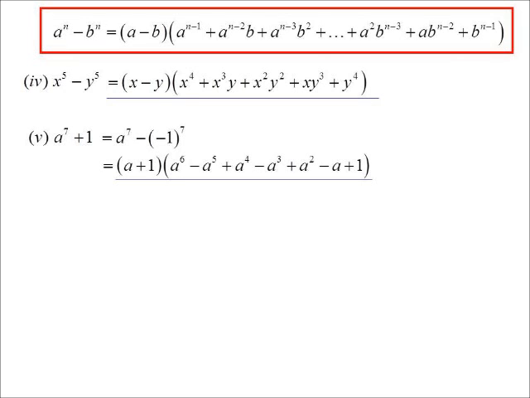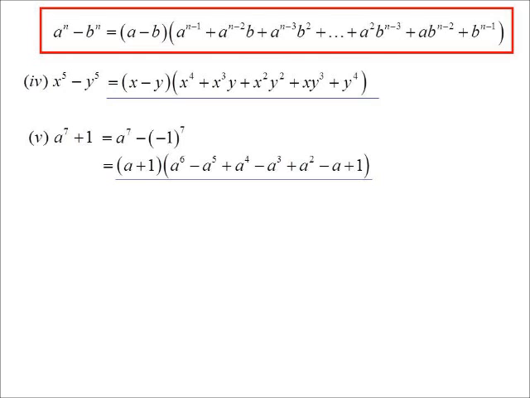I just have to be very careful, because I'll start off with a minus -1, so it'll be a plus 1. The powers of a will go down by 1. The powers of 1, well, it doesn't really matter because 1 to the power of anything is 1. But what it has the effect of, you'll notice, is the signs will alternate. Because every time that -1 is to an even power, it'll become +1. And every time that -1 is to an odd power, it will be -1.